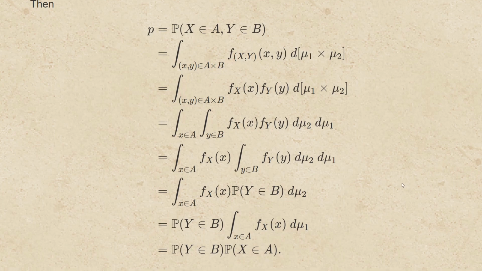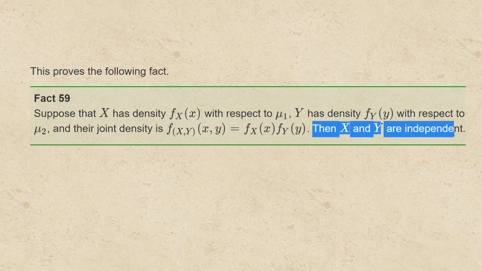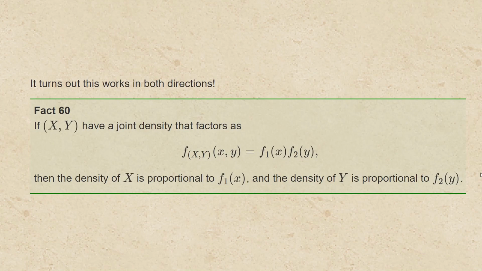So what we've shown is if we have a joint density that factors into the density of X times the density of Y, then X and Y have to be independent random variables, which is a very powerful fact. It turns out that it works in both directions. If we have a density that factors into two pieces, f sub 1 and f sub 2, then the density of X has to be proportional to f sub 1, and the density of Y has to be proportional to f sub 2.